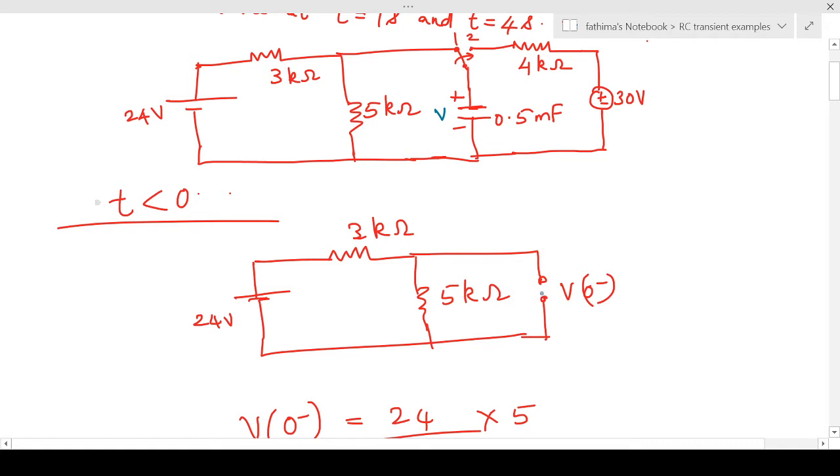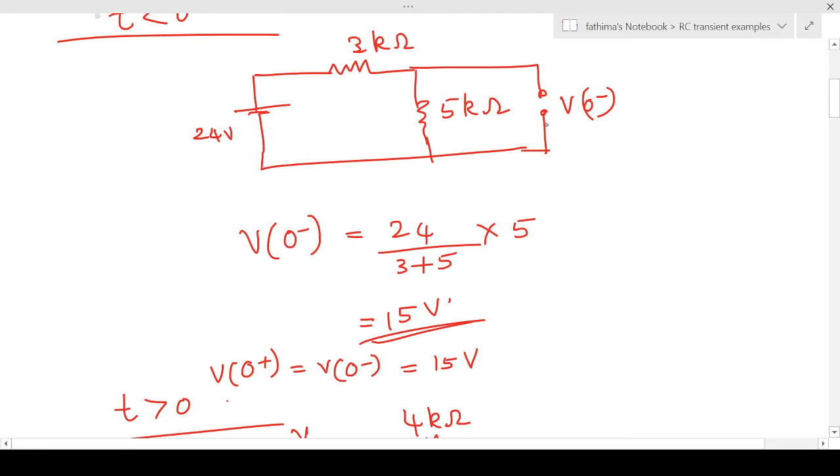So here now the capacitor, before t equal to 0, the circuit has attained steady state. That means the capacitor acts like an open circuit. So we have to find the voltage across this open circuit. In order to find this voltage, we can apply the voltage division formula. That is the voltage appearing across this capacitor, this open circuit, is equal to 24 divided by 5 plus 3 into this resistance value, that is 5. Okay, so we'll get the initial value of voltage across the capacitor as 15 volts.